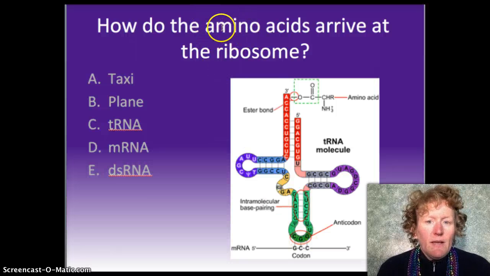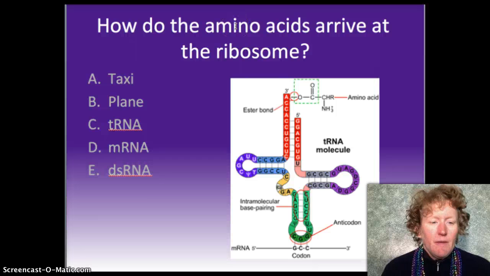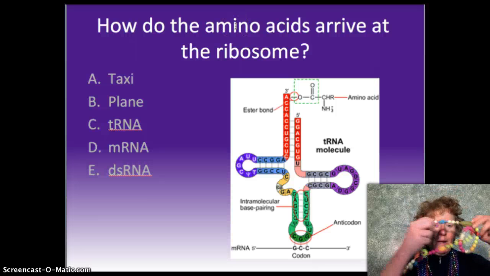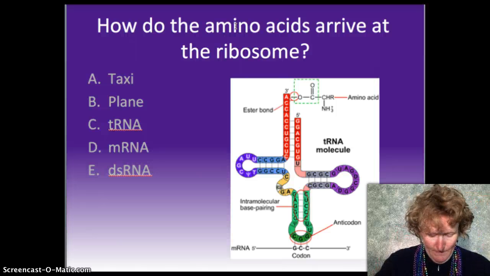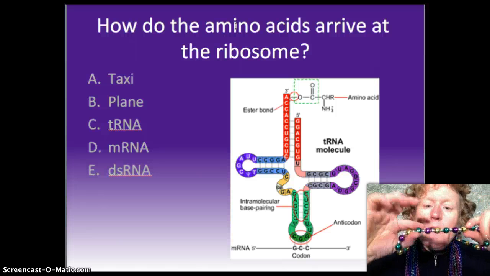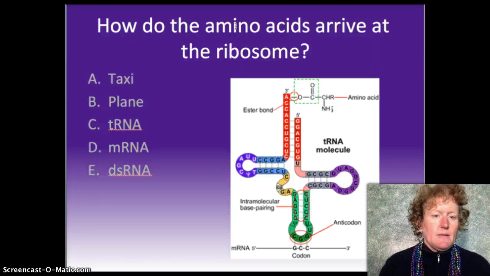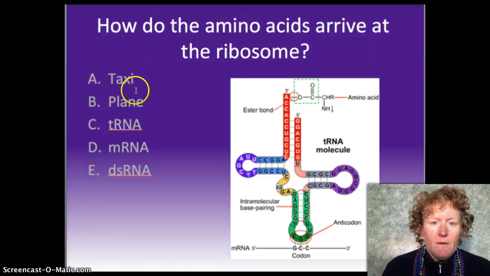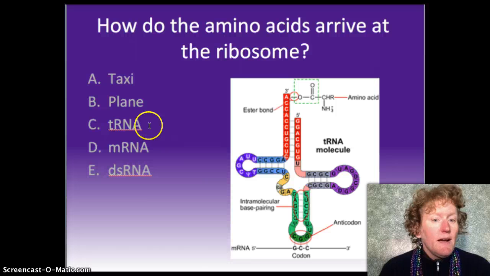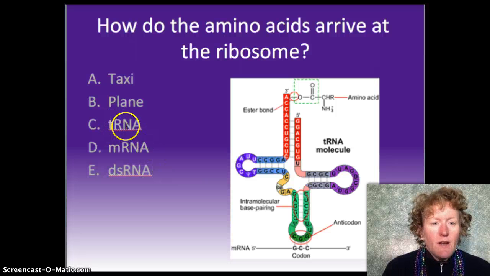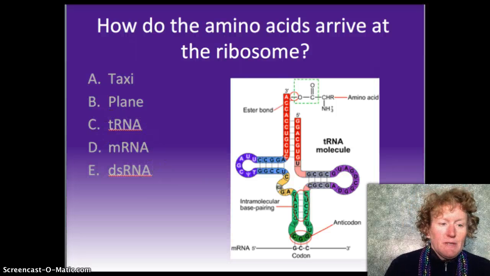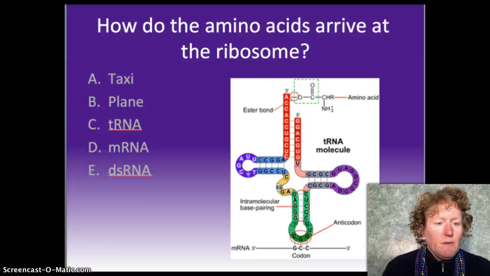How do the amino acids arrive at the ribosome? How do you get those different parts, those pieces of a protein? My protein beads here have lots of different amino acids in them. They arrive by taxi, plain, tRNA, mRNA, or double-stranded RNA. If you guessed transfer RNA, or taxi RNA, as some of my students like to refer to it, you are correct.